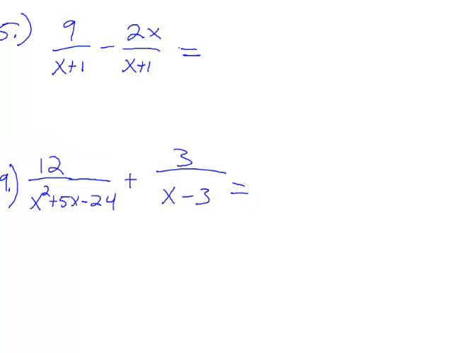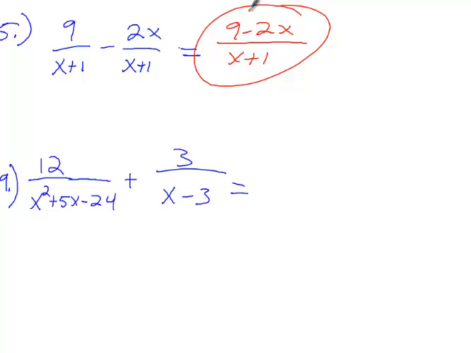So, for number 5, what do you notice? The denominators are already the same, so do I have to do any work? No, I just do 9 minus 2x all over x plus 1, but I'm not done yet. I always have to check to see, can I factor something? So can that numerator be factored? 9 and 2, is there anything in common between those? So, numerator is already factored. What about the denominator? Is there anything I can do to factor x plus 1? No, so if both pieces are factored, that's it, right? There's no chance of me being able to cancel or reduce or anything. Everybody good with that concept?